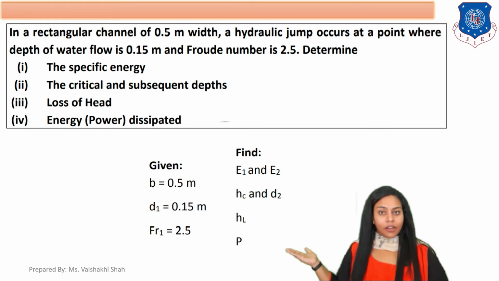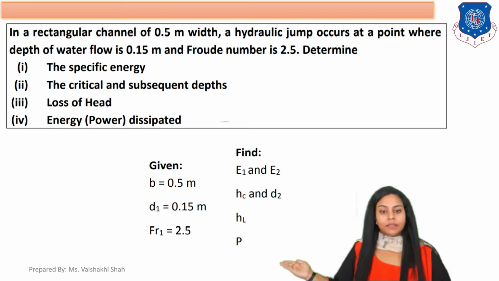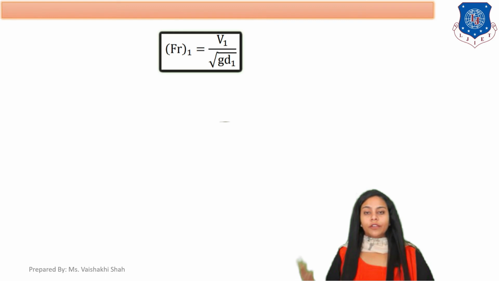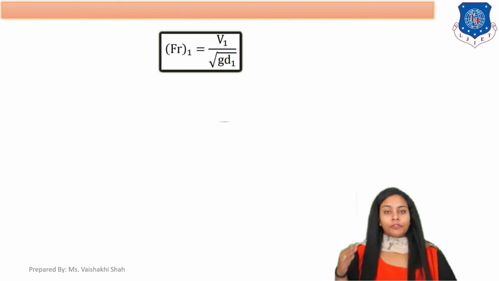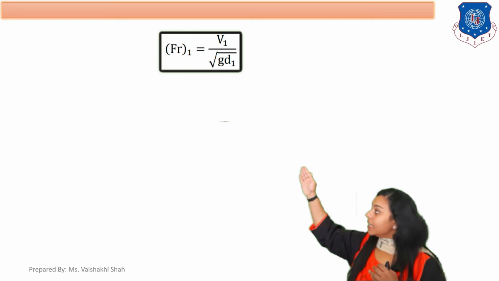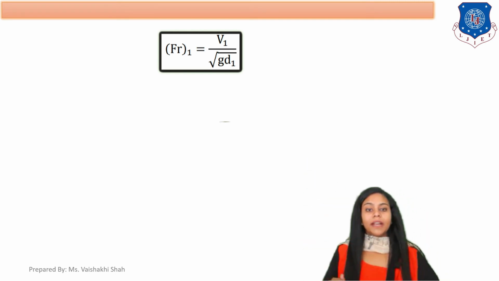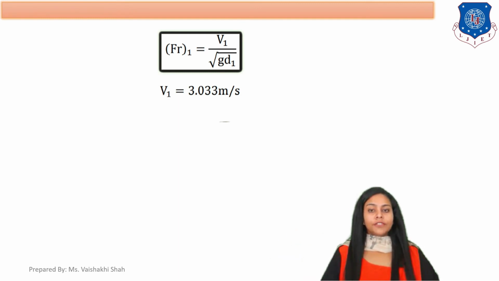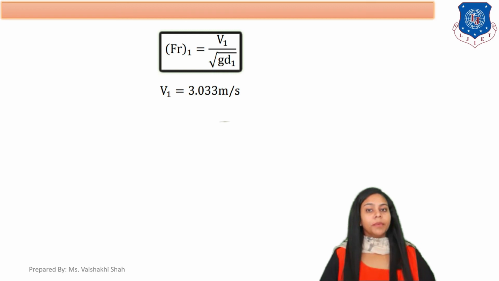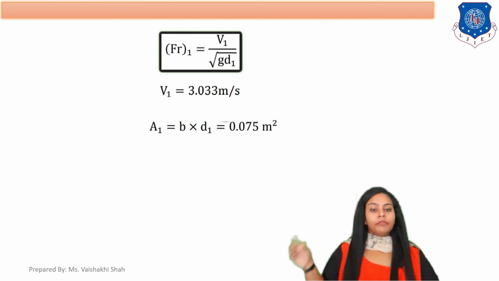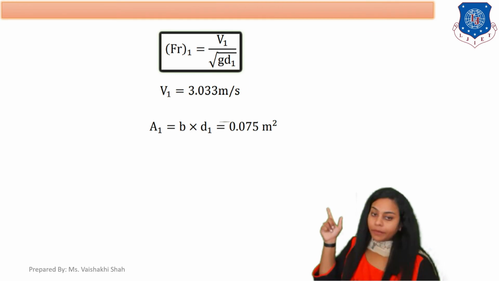Then head loss HL and P, power dissipation. Okay. So, first of all, we know the equation for Froude number. You have to remember the equation of Froude number here. Froude number FR1 equals V1 divided by under root G D1. Here we know the value of V1, which is 3.033 meter per second, and A1 equals B into D1, width into depth. So your answer for A1 is 0.05 meter square.